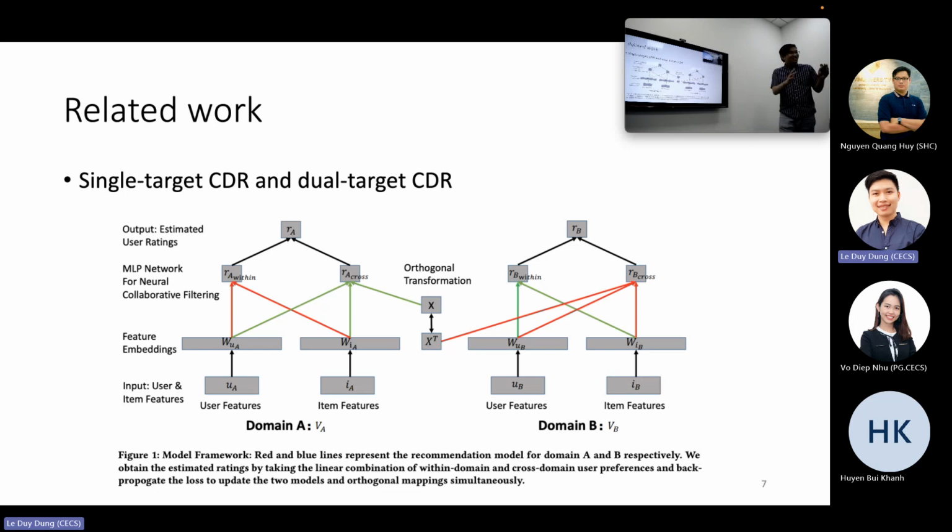Actually, I did not read this paper. I use this as an example that we see to show the difference between the single target and the dual target. Okay. So let's move to the next slide.